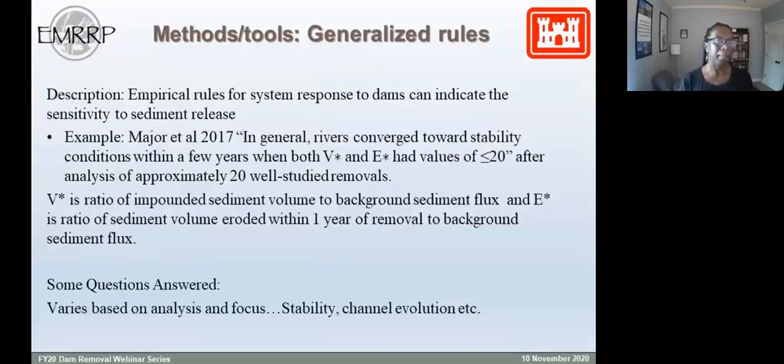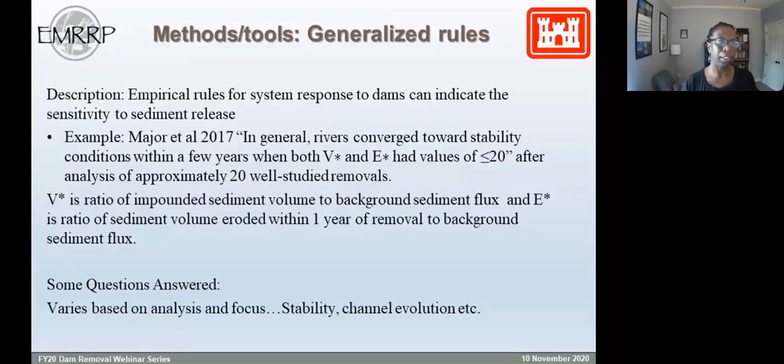The next type of methodology is also one that I really am enjoying learning more about, and these are empirical rules. The generalized rules are empirical rules for system response to dams, and these are based on just collection of information with respect to previous dam removals. So gathering a lot of data and seeing what are some of the current trends and developing specific equations or plots that will allow us to understand certain things.